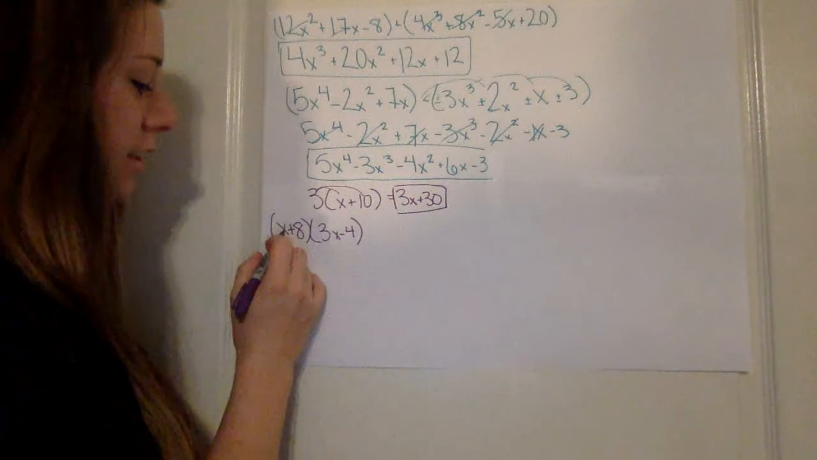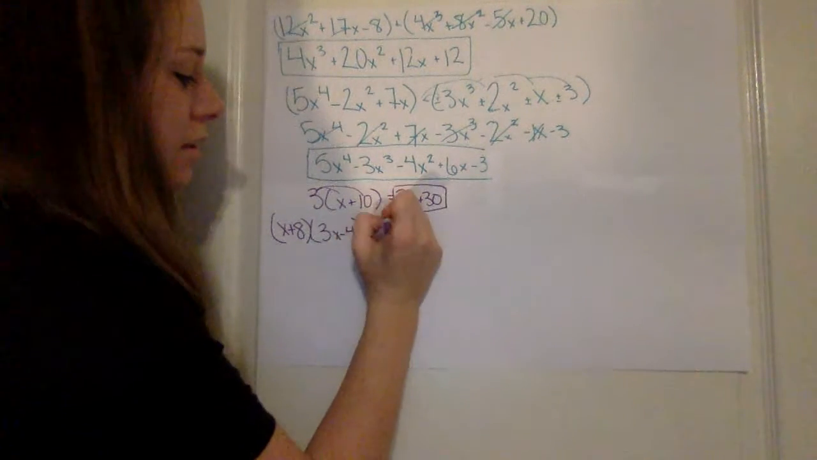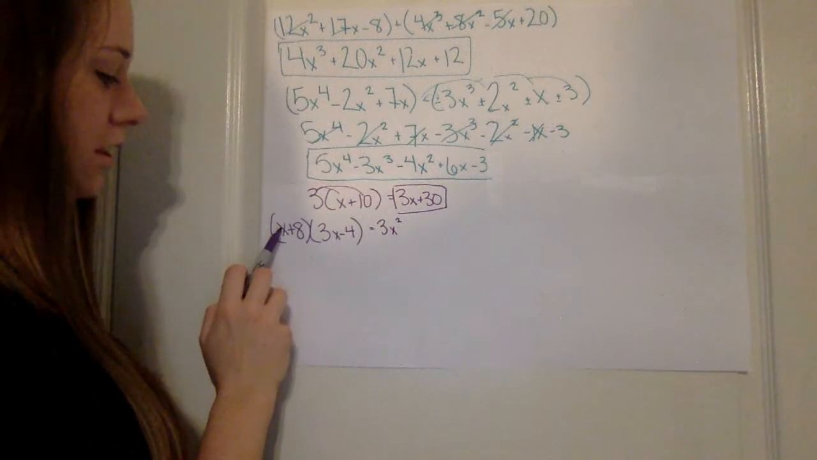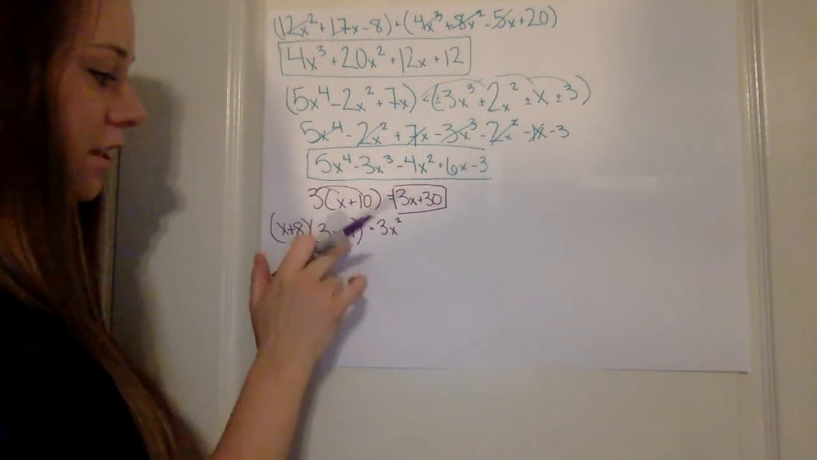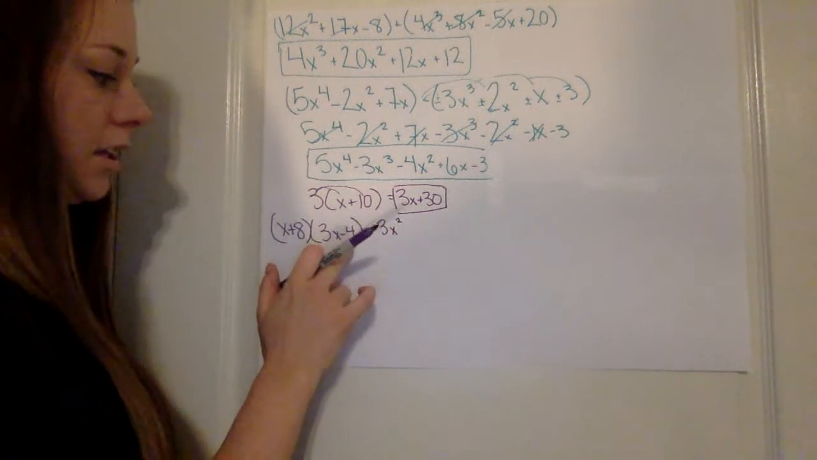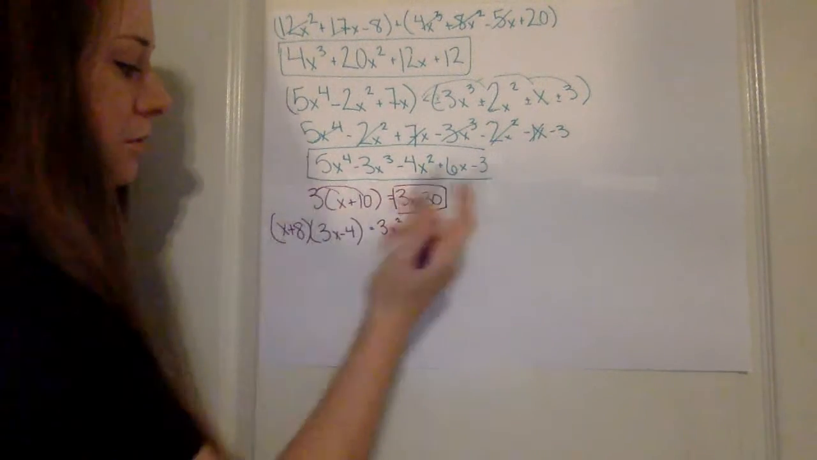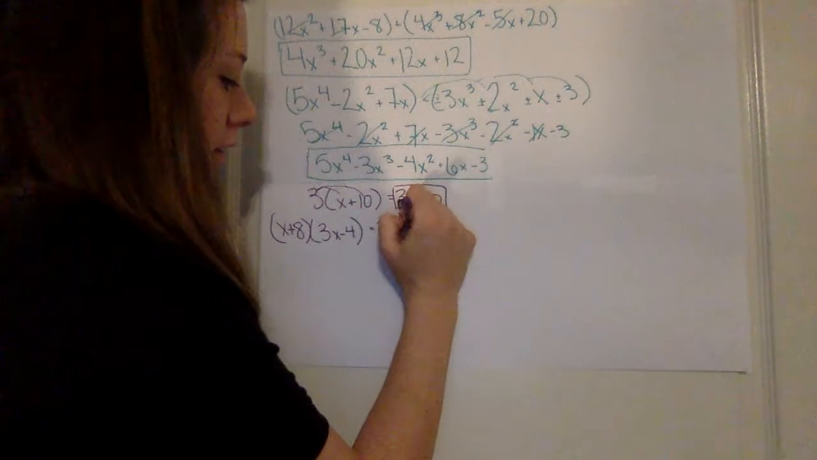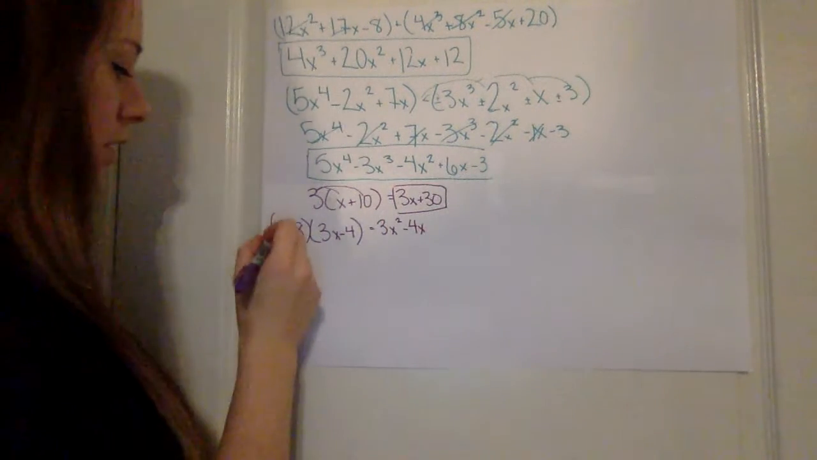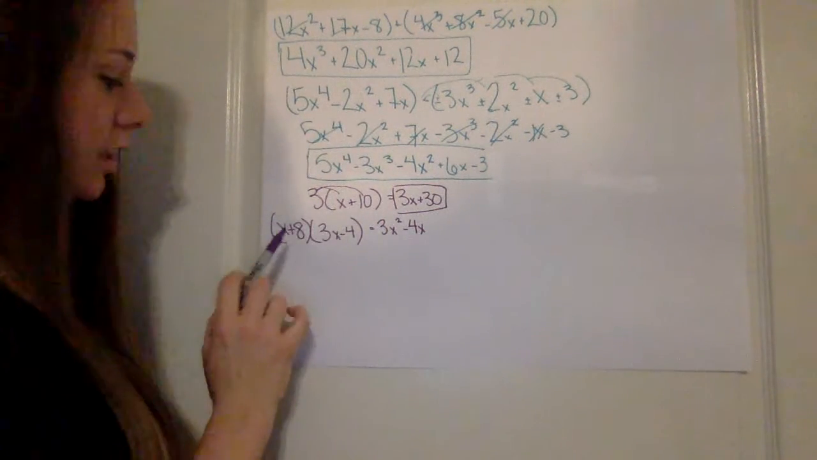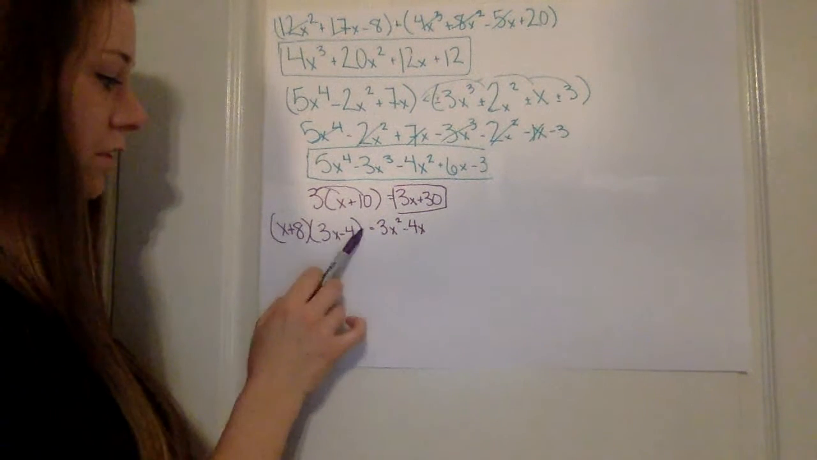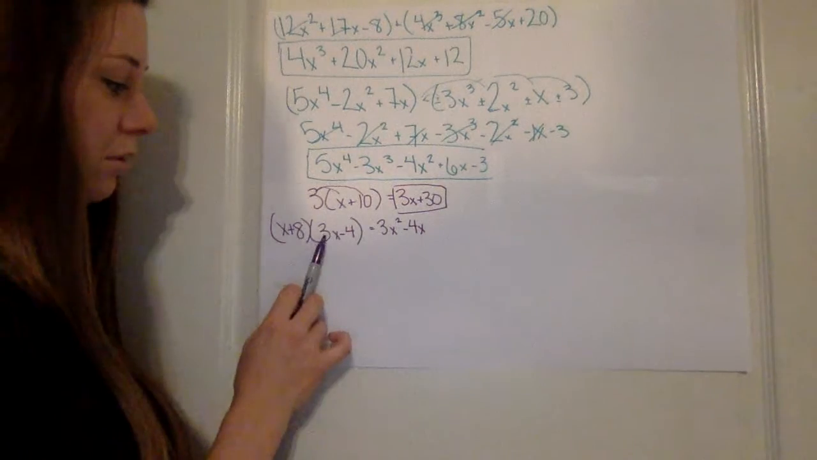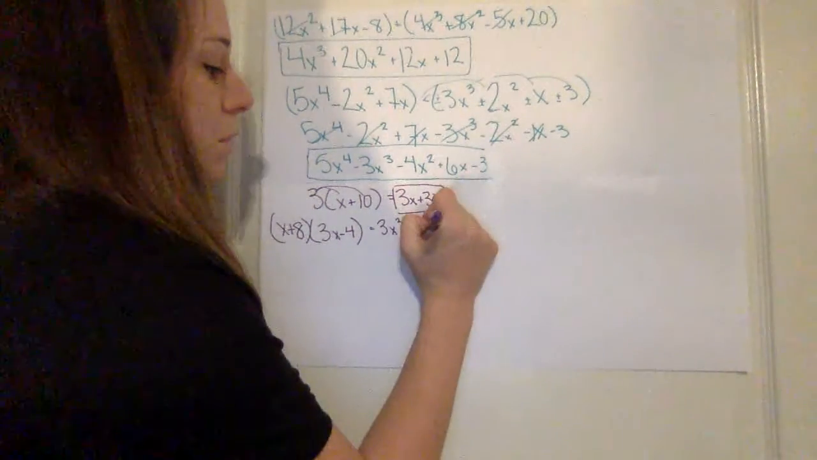So we'll do x times 3x. It gives us 3x squared. And then we're going to distribute this x here to this term. So we have x times negative 4, which would be negative 4x. So then we're going to go to the middle here because we already did this one and this one. So now we need to do the 8. So we do 8 times 3x, which is going to give us plus 24x.